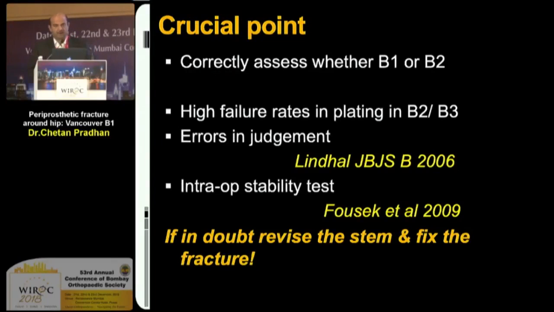What is more important is to clearly differentiate between B1 and B2, meaning whether the stem is stable or not. Because if you are in doubt about the stability of the stem, then it is better to replace or revise the stem and fix the fracture. For this, there is a good paper by Lindahl which says that most of the failures are because of errors in judgment, whether it's B1 or B2. And for this, an intraoperative stability test has been recommended by FOSIC, wherein you actually physically test the stability of the prosthesis.